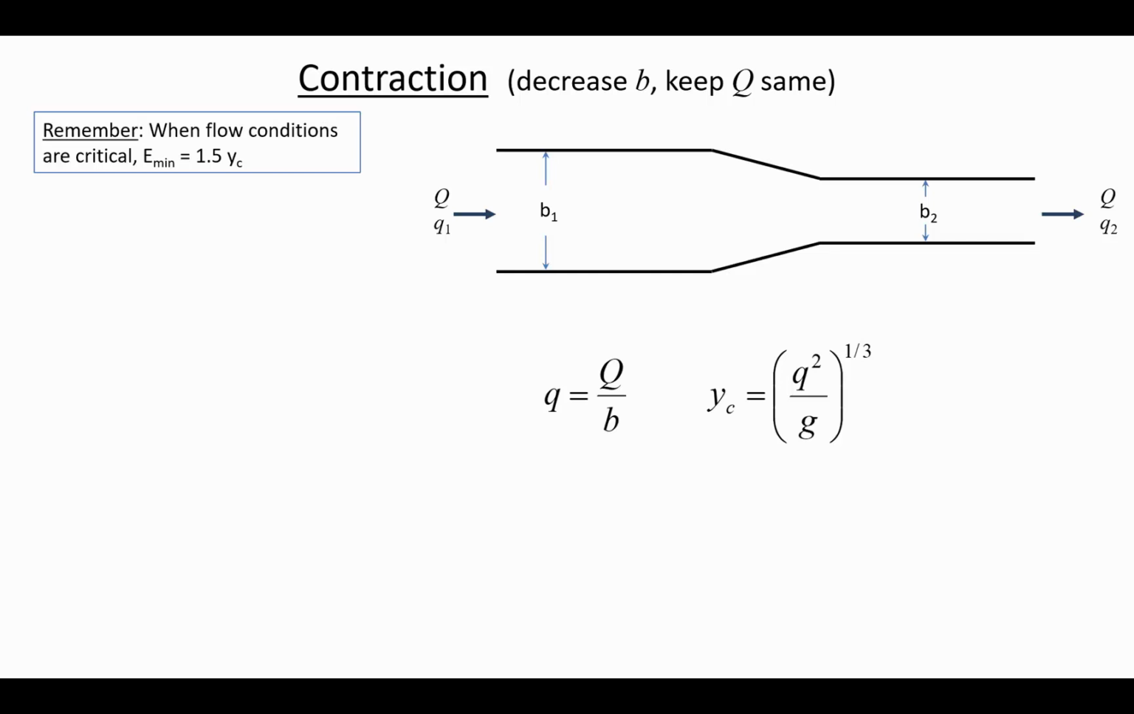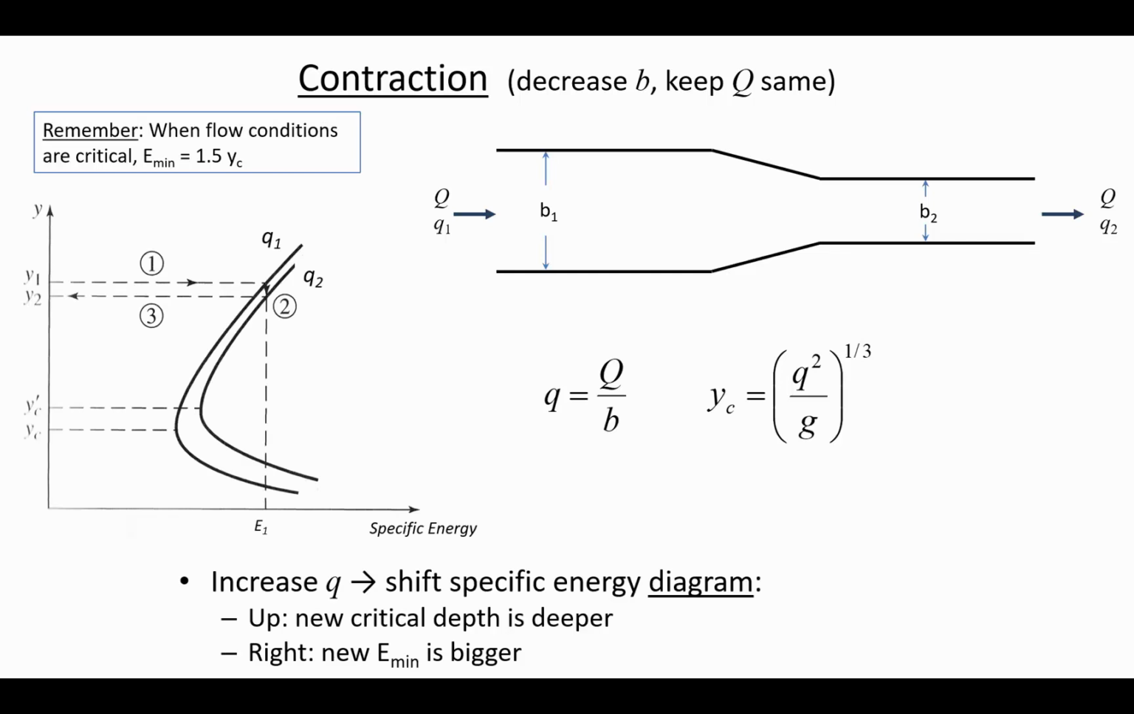So what happens when the channel gets narrower? How is that changing the critical depth? If we look at the specific energy diagram, what it shows is one specific energy diagram curve for the first case when the channel was wide, and another curve for when the channel got narrower. Now remember, the flow rate, large Q, is the same at 1 and 2. But what's different is that the channel width is narrower at location 2. So what that does is it shifts the specific energy diagram. It shifts it to the right and it shifts it upward.